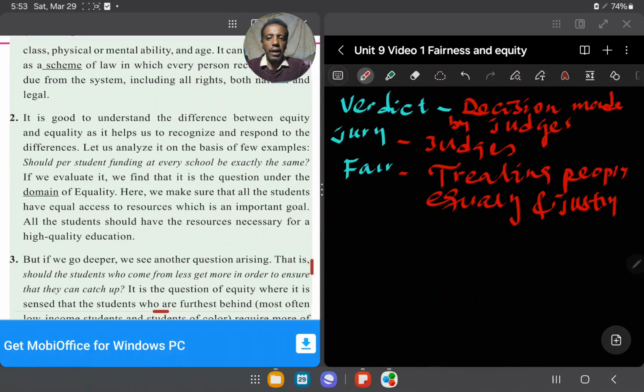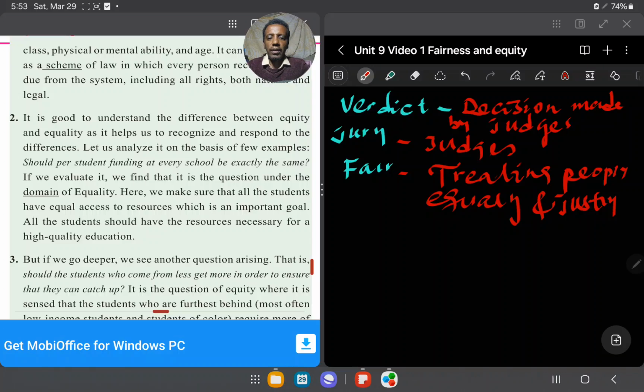Let's analyze it on the basis of a few examples. Should per student funding at every school be exactly the same? No way. If we evaluate it, we find that it is a question under the domain of equality. Here we make sure that all the students have equal access to resources.